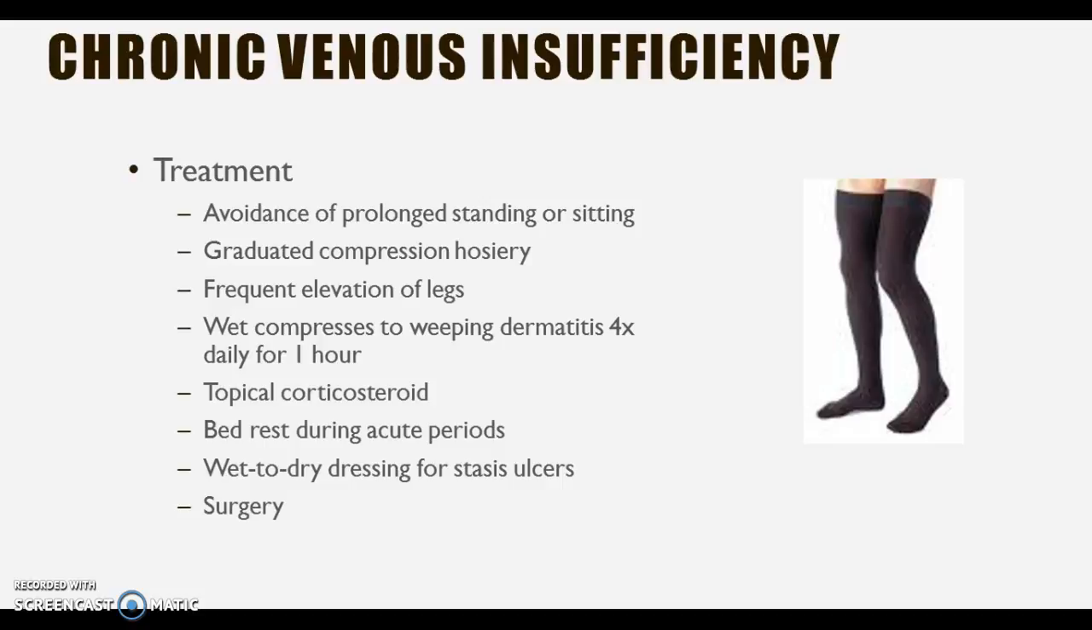With chronic venous insufficiency, we want to avoid prolonged standing or sitting. And this is that graduated compression hosiery. This is where it starts at about 10 to 20 millimeters of mercury, and it goes upward. Again, we want that blood flow not to congest in the periphery, but to move on forward. And they may need frequent elevation of their legs, bed rest during acute periods, wet to dry dressings if they have stasis ulcers, and they may need surgery.